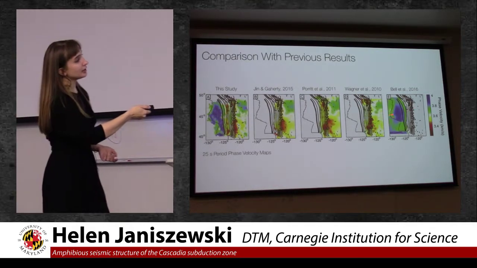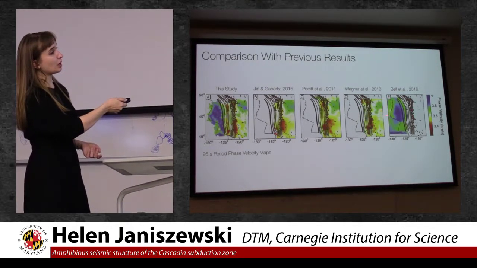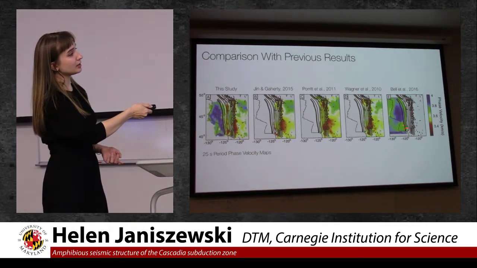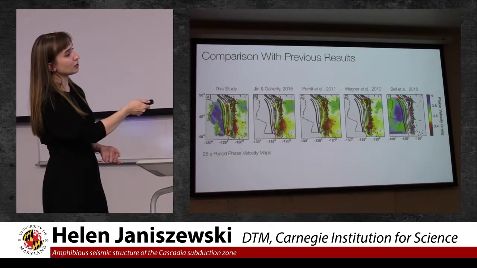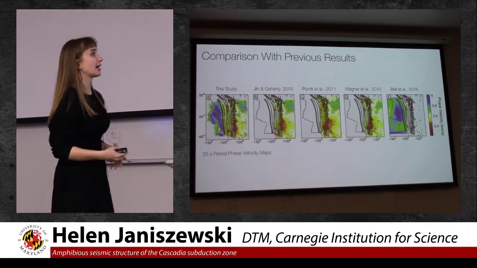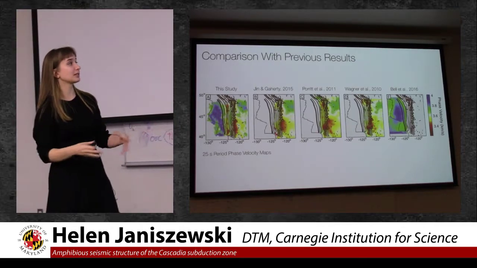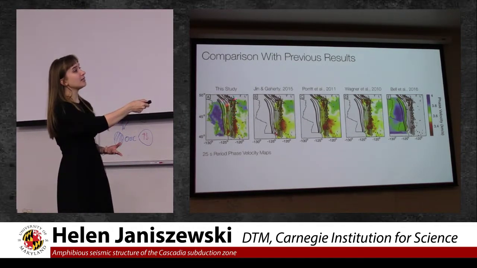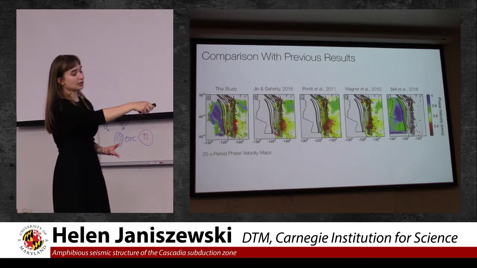And then similarly, the offshore result, while it does see slower velocities in the Forearc relative to the oceanic plate, doesn't image the very, very slow velocities that we're seeing along the coastline. So this really is demonstrating how this amphibious approach is getting much finer resolution, particularly in the Forearc, and even abutting the start of the arc here.